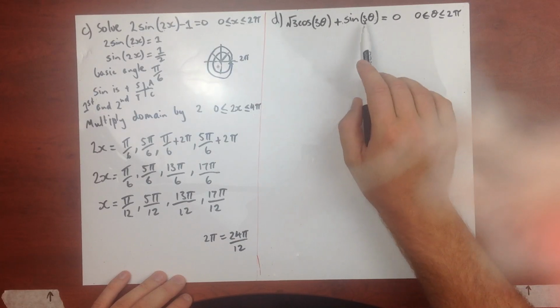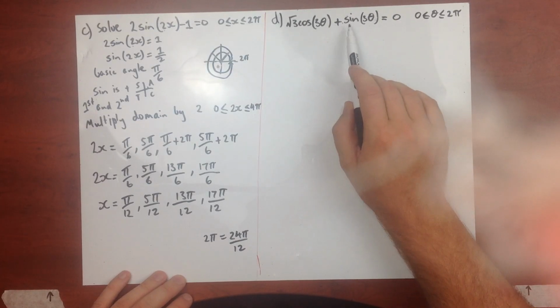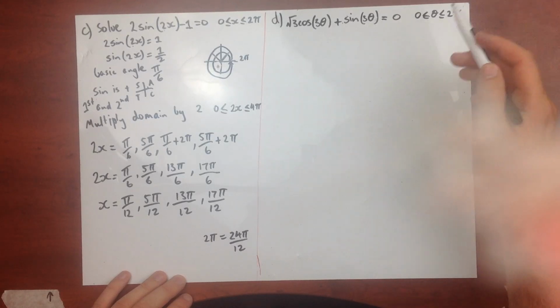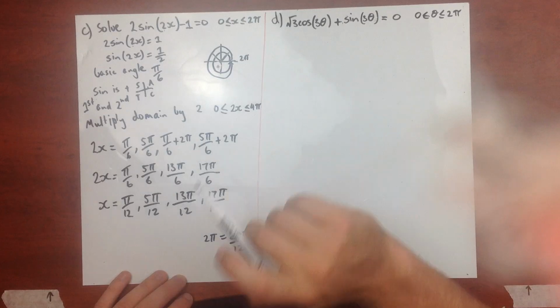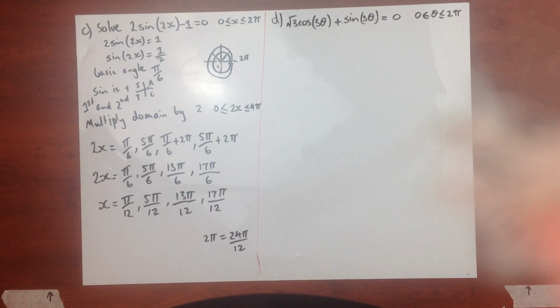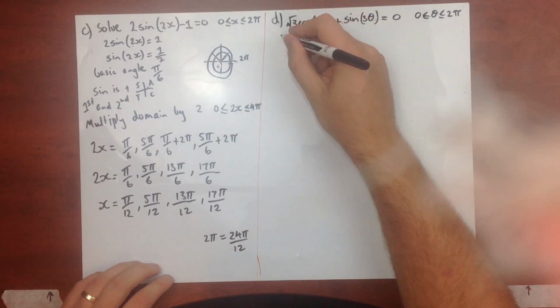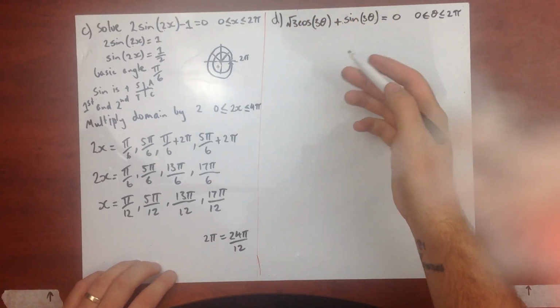root 3 cos of 3 theta plus sine of 3 theta equals 0. And we're from 0 to 2 pi again. So what we need to do with this one is we need to do a little bit of work to get this going. And what we actually need to do is divide everything by cos.